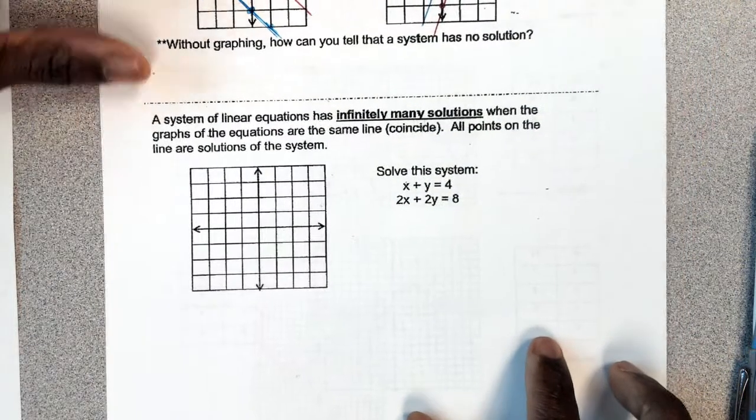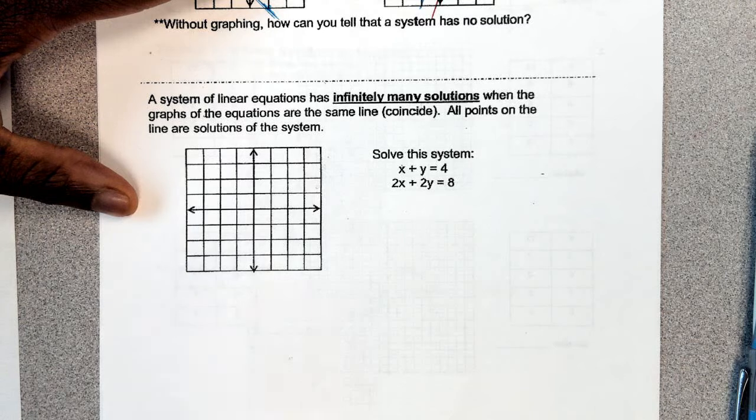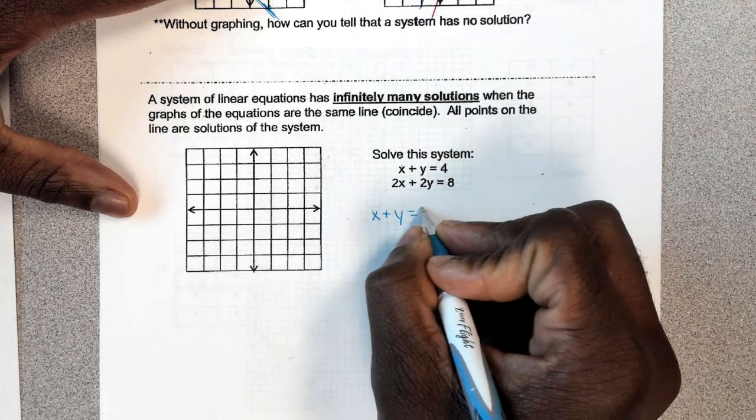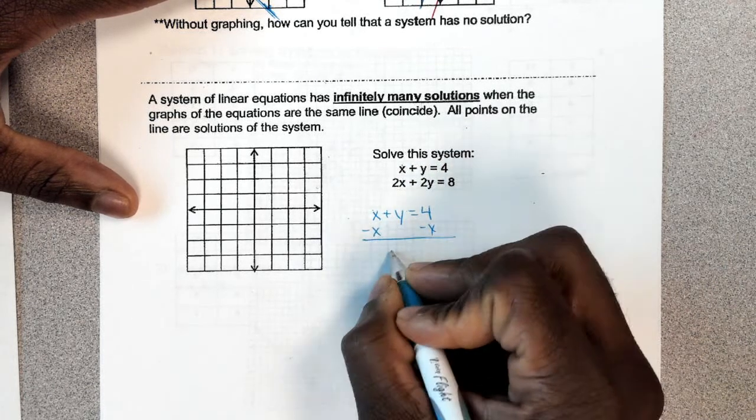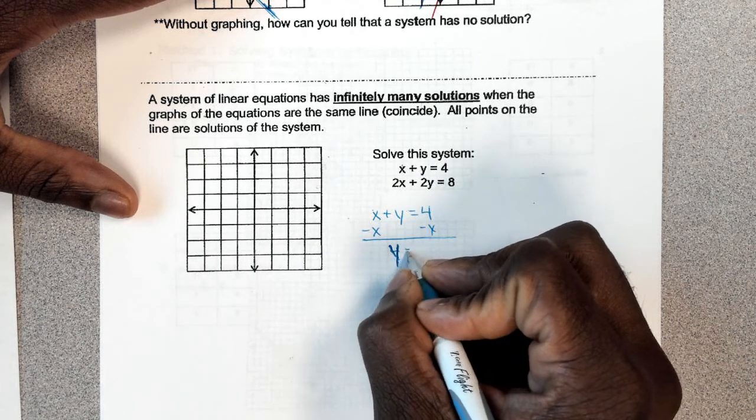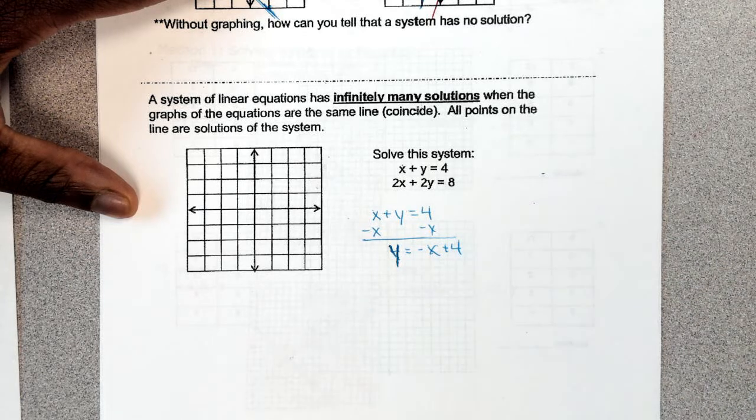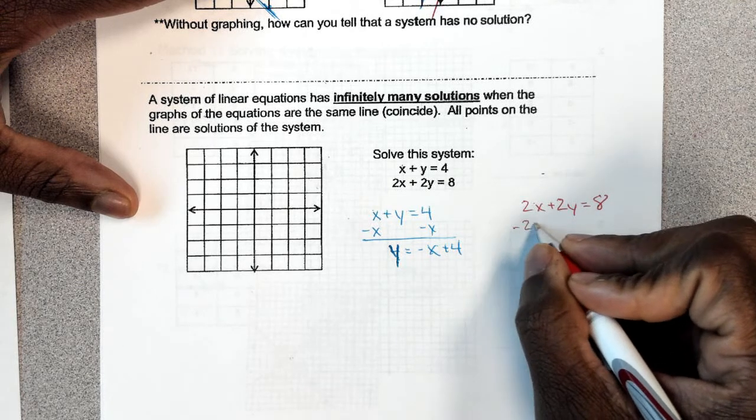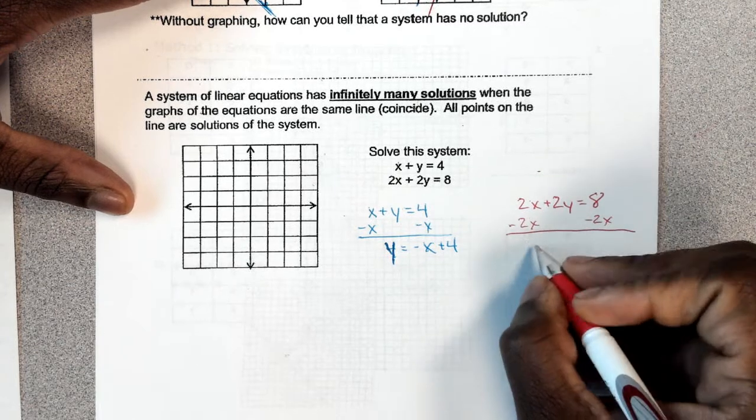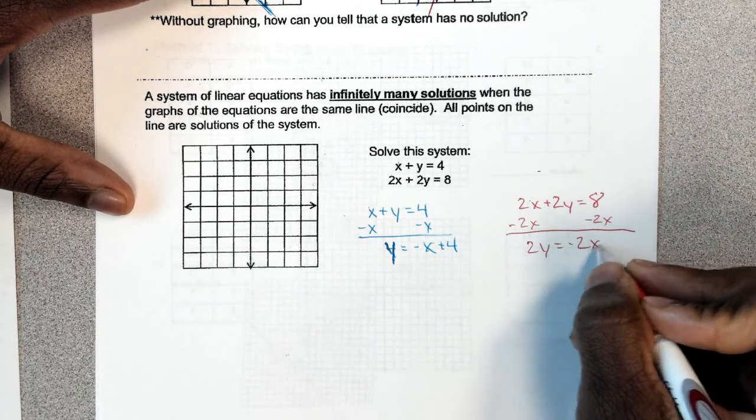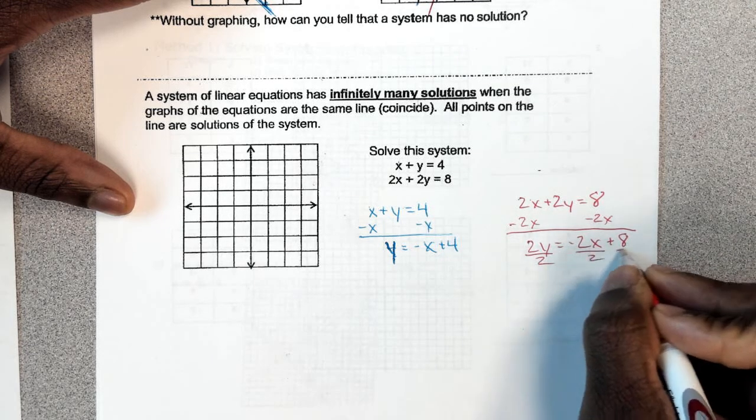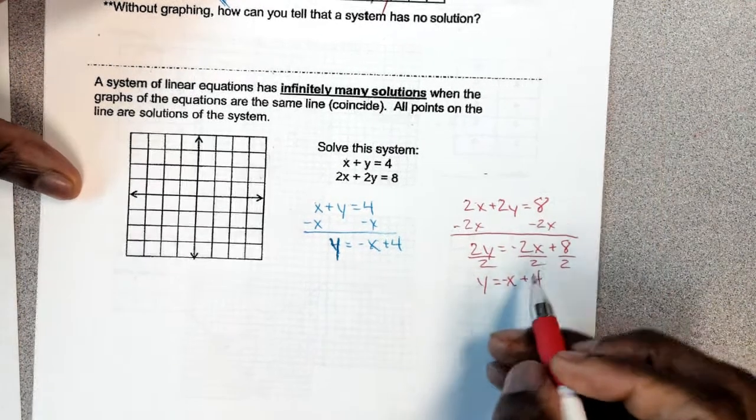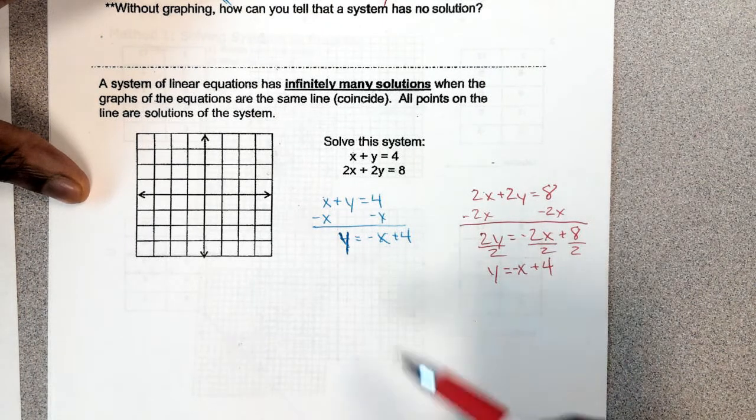And then the last one, where you have infinitely many solutions. So if we were to get both of these equations into y equals, I see that both of my equations are the same. This is what I was talking about.